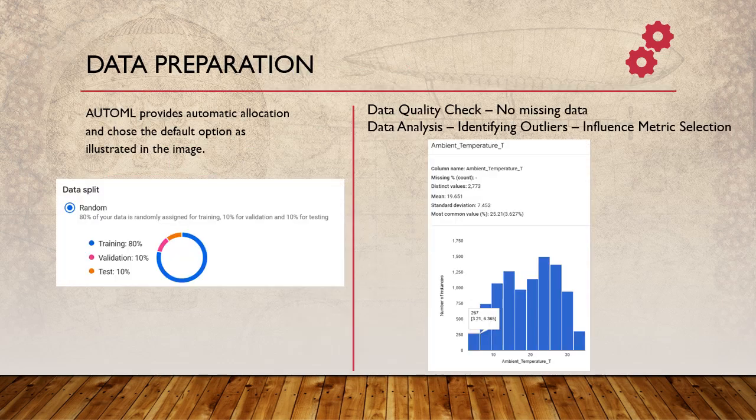First step is data preparation. Here AutoML naturally gives the training, validation, and test data sets. It splits the data, so I don't have to do anything. I just chose the default. And then I did a quick quality check, and there was no missing data. And then I did a data analysis. If you look at the data analysis, it seems like there are some outliers. These could be errors or natural outliers. So that's why I chose both MAE and RMSE to figure out which is the right model to predict.